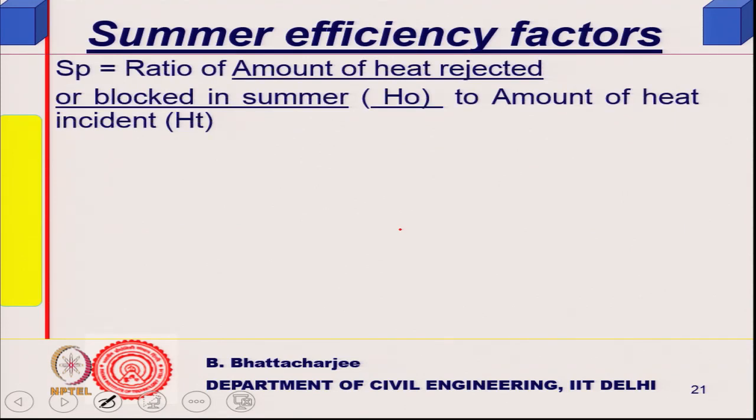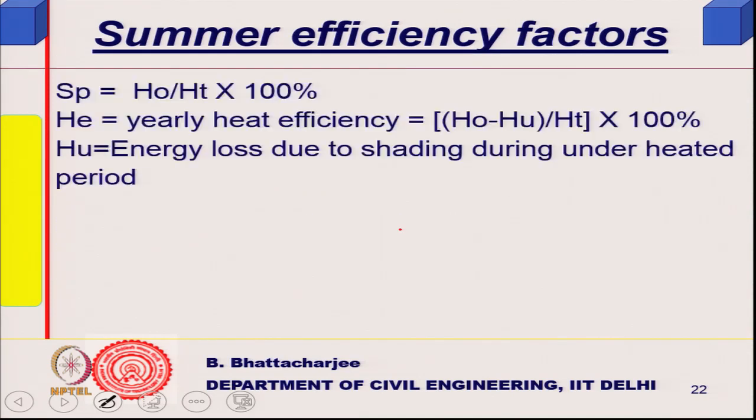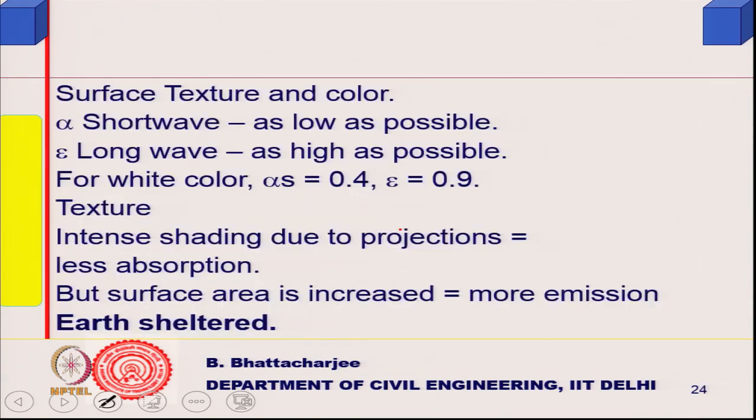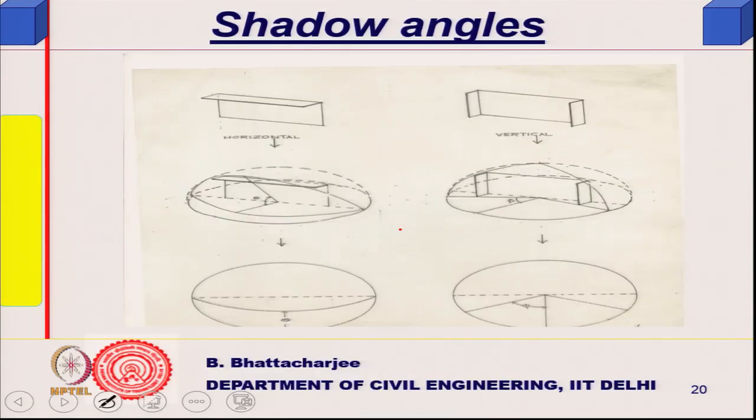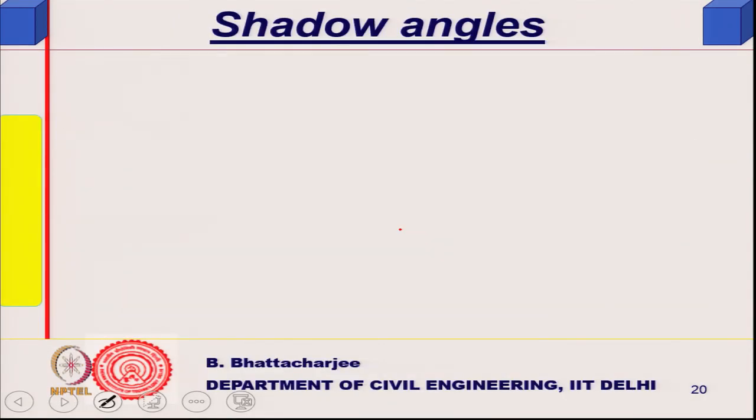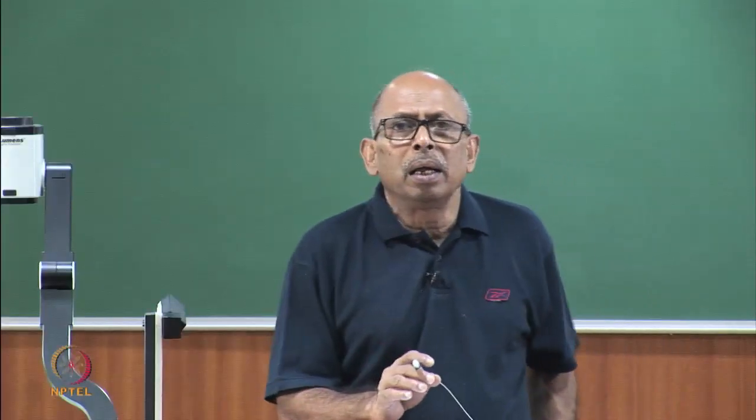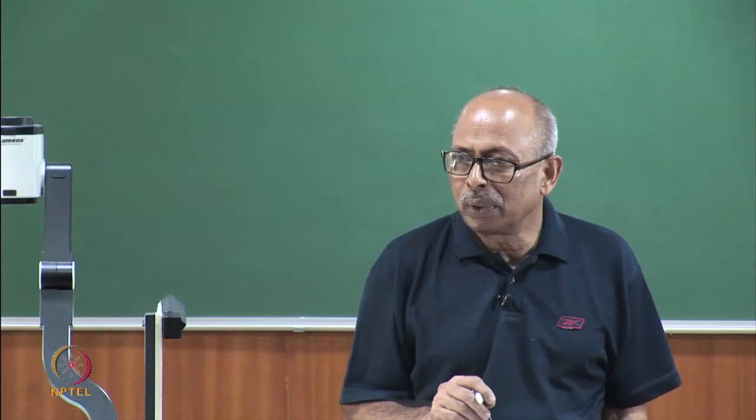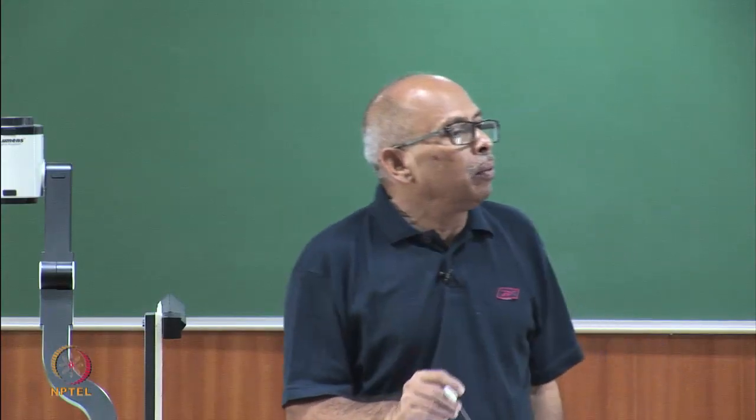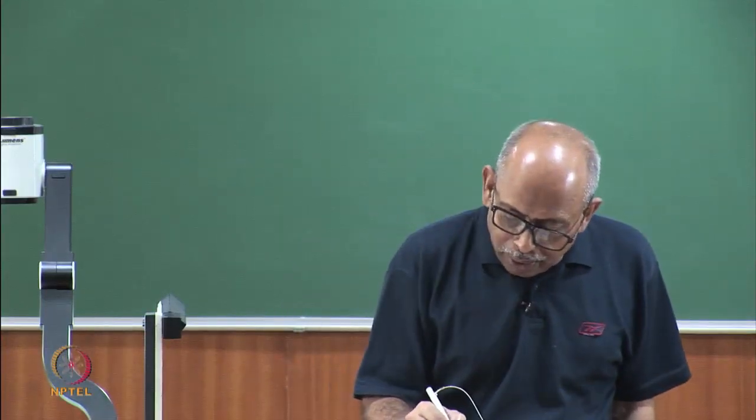Now, when you want to find out, there are various ways of finding out. Let me see if I have something more to say about this. I will come back to this. I think I will just tell you about this. Now, there are various ways of finding out what is the extreme point. One we call the overheated period.